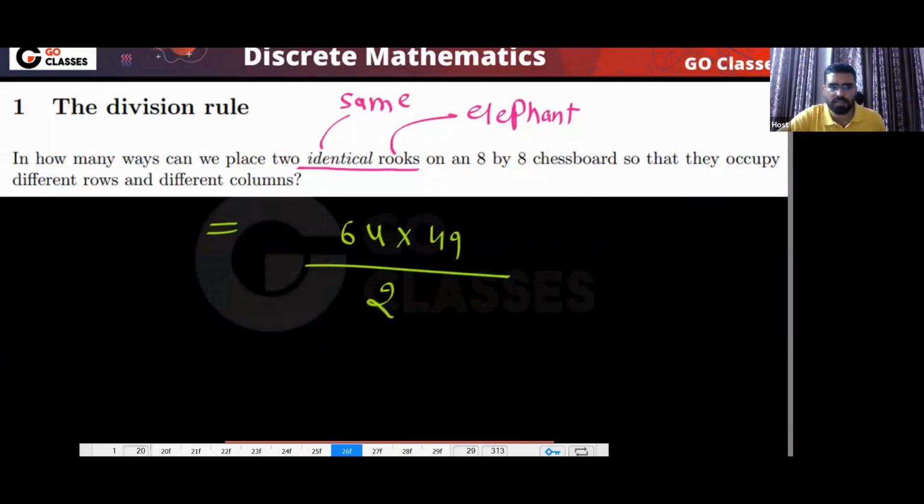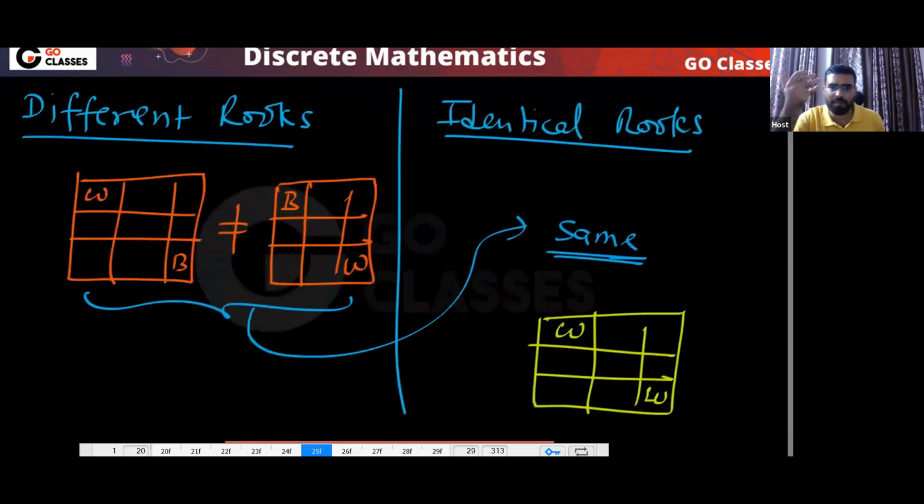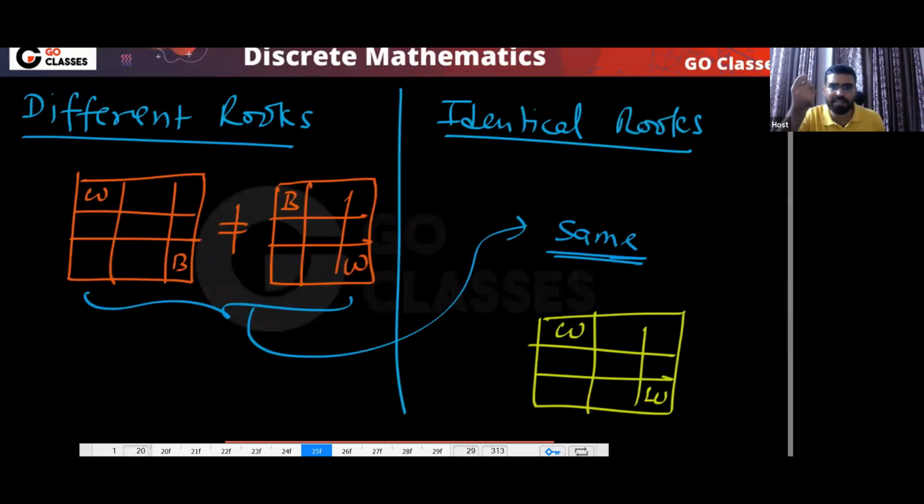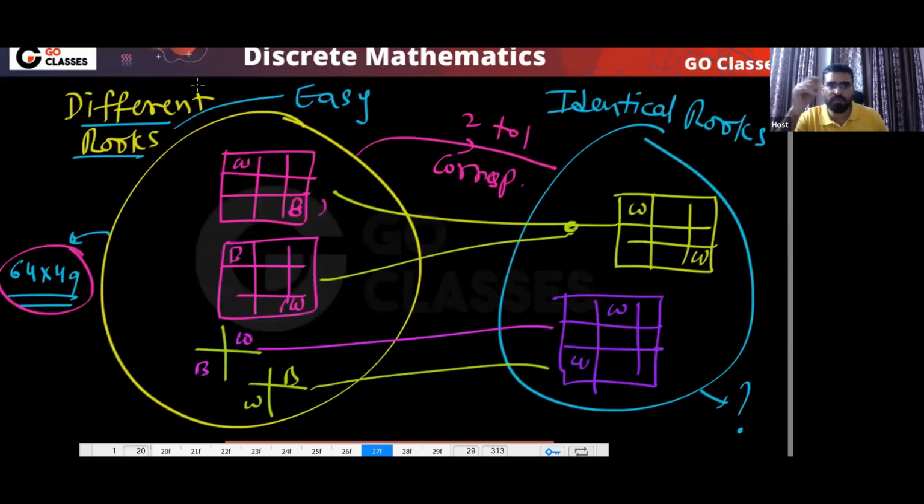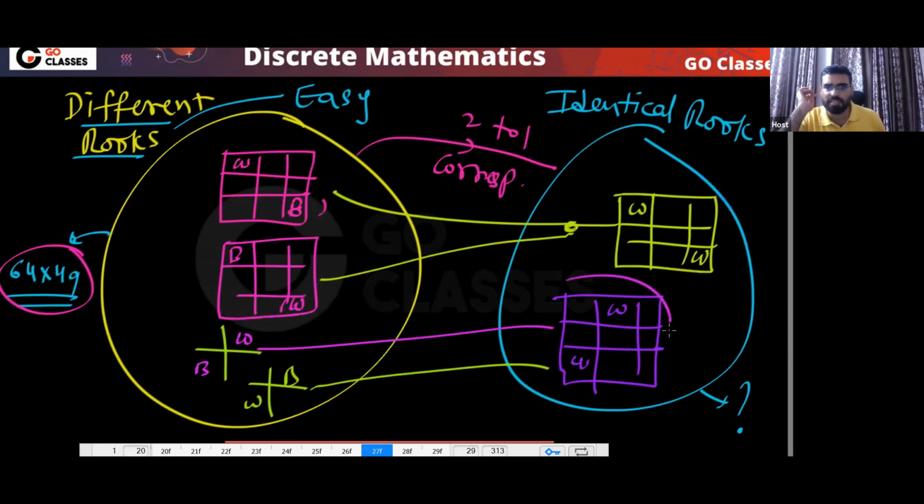Is this explanation of the division rule clear? Life is much better if you have different rooks, because you can very easily get the answer. But because of identical rooks there is some problem. So we calculate the answer for different rooks, and then create a 2 to 1 correspondence. These two things will be the same, or I can say this will have 2 pre-images.